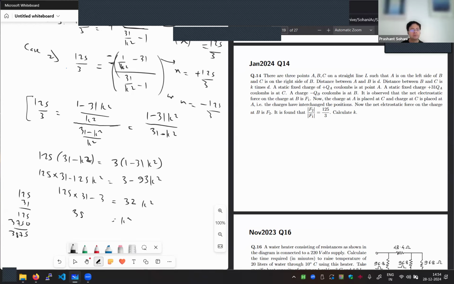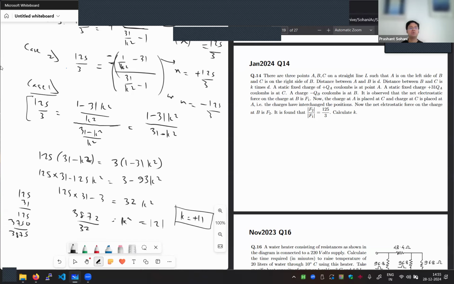So 3872 upon 32 is k square, which I already did this calculation before, so I think it is 121. So k square is 121, which means k can be positive or negative, it can be plus 11 or minus 11. But because we are supposed to write the answer in 00 to 99, we can take the positive root. Okay. So this was case one.